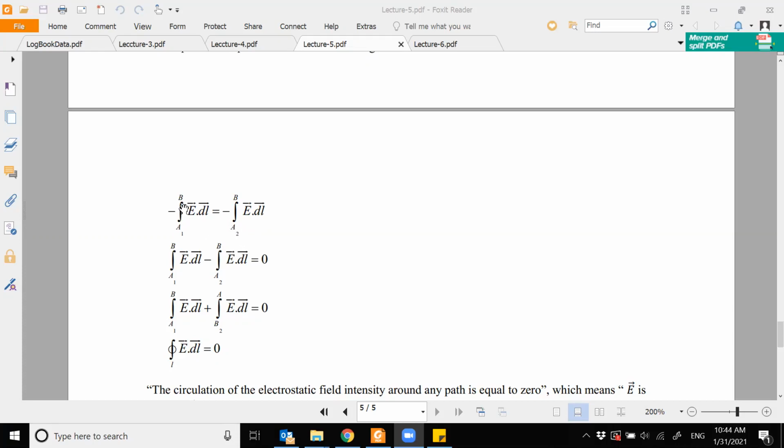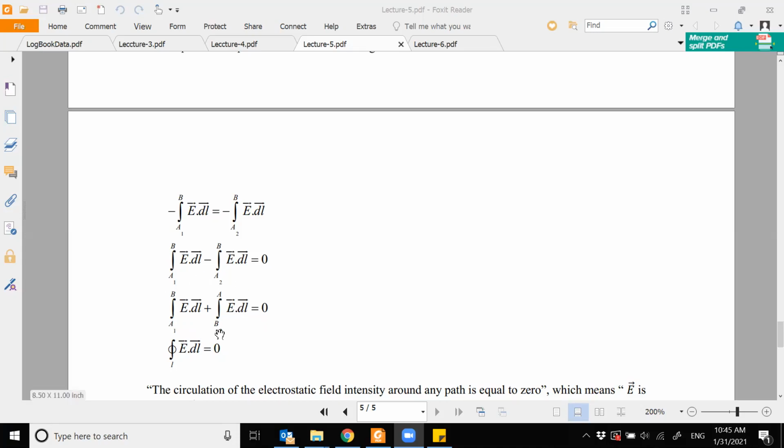Okay. Now I'm taking the left hand side to the right hand side, so this minus becomes positive. So integral a to b E bar dot dl bar of path 1 minus integral a to b E bar dot dl bar of path 2 is equal to 0. Now I'm just rearranging that. I am changing the limits of the second term of my left hand side. So instead of a to b, I'm making it b to a. If I make it b to a, then the sign will change, right? So the sign will change, and then integral b to a E bar dot dl bar is equal to 0.